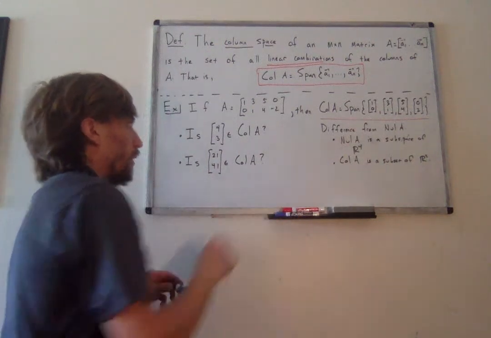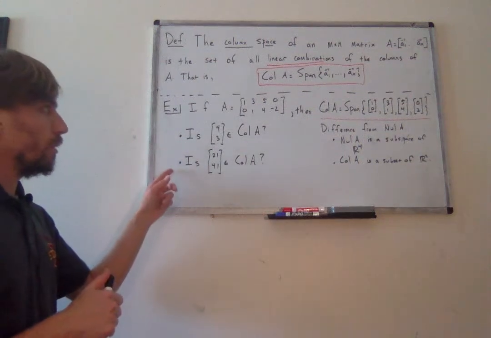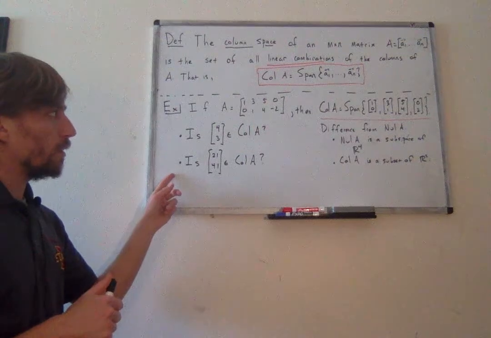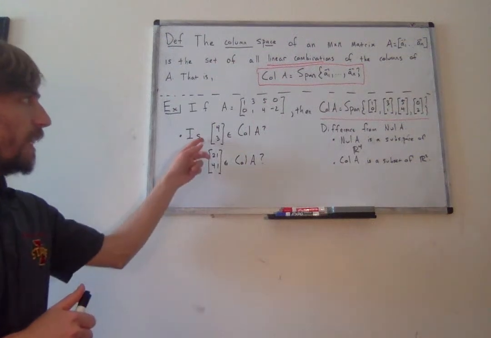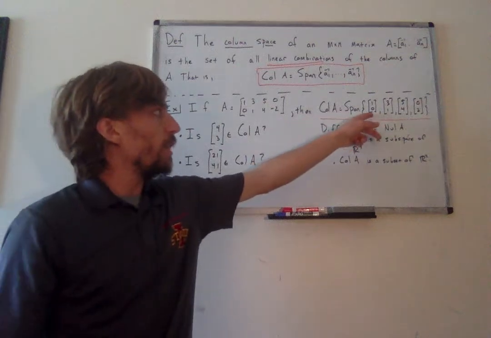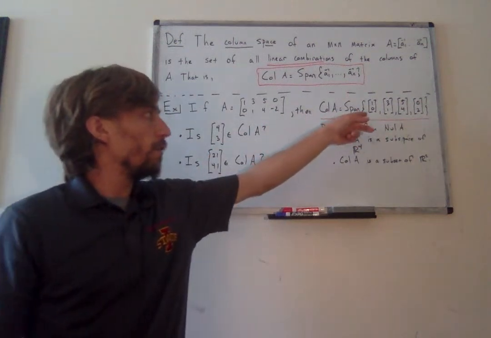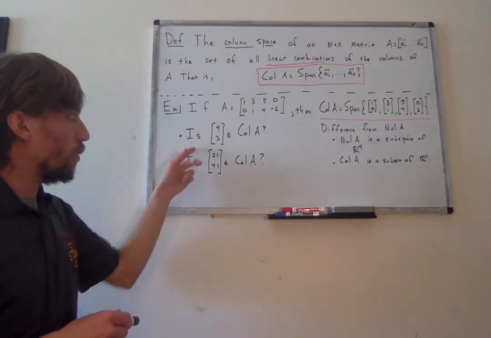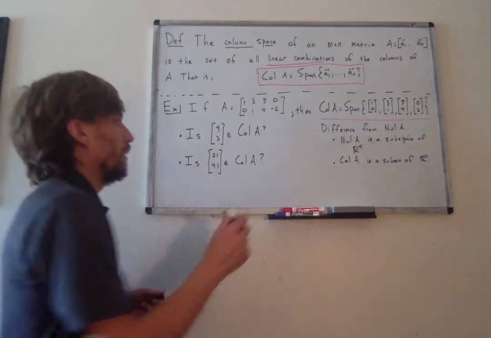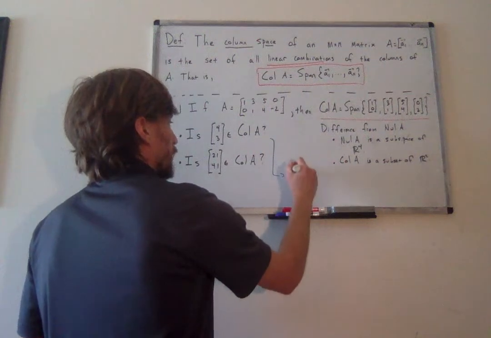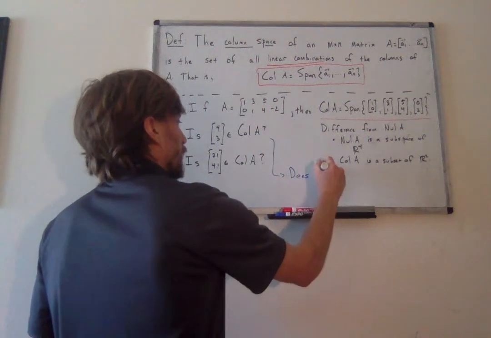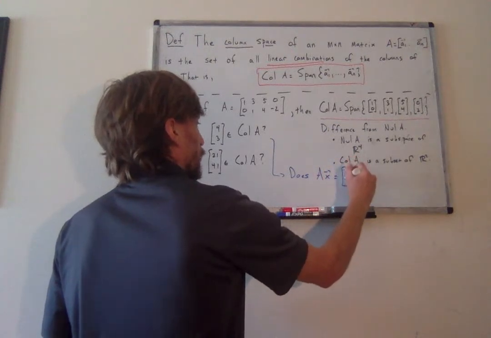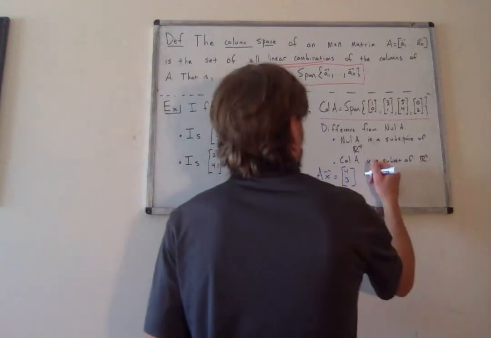So now answering these two questions is a little harder, right? Because remember, this amounts to asking the question, does a linear combination of these vectors, right? Is this vector in the span of these vectors? And so notice each of these questions amounts to asking, does AX equal 4, 3 have a solution?